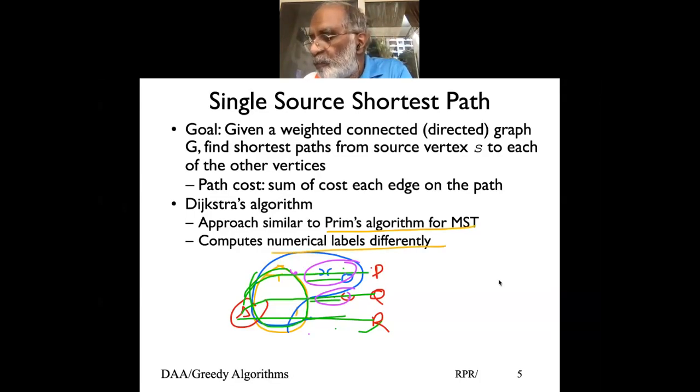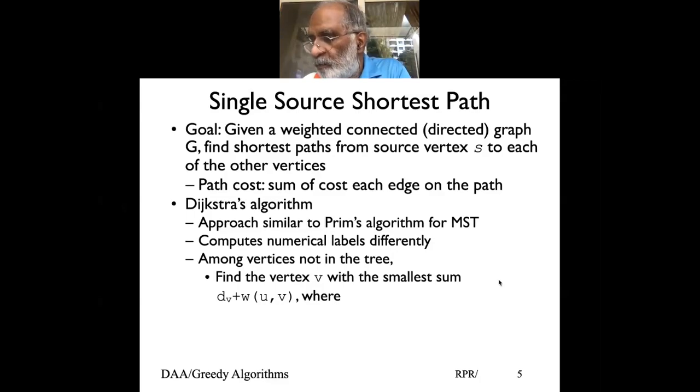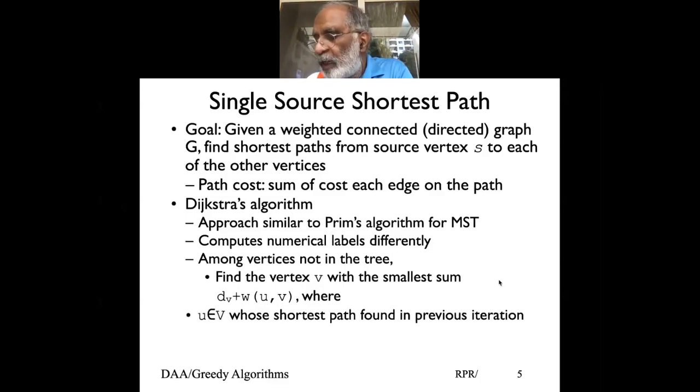The difference lies in how we compute the numerical labels. Previously, we were only looking at this edge cost to mark the label of a node. Here we look at labels from the distance from the source to a given node. And that is basically the difference. We will first look at the example, and then we will see how it works out. So essentially, for a given tree, we find the vertex V such that the distance from U to V gives node V a label, and we'll explain that in a while.